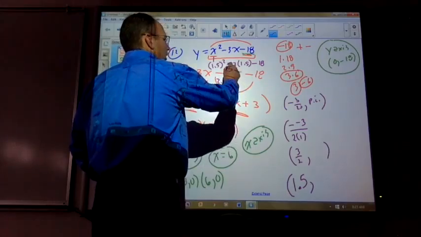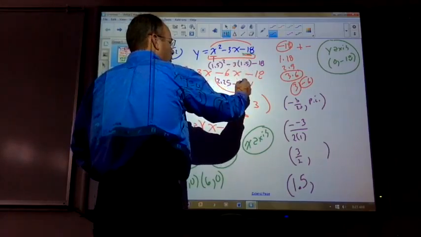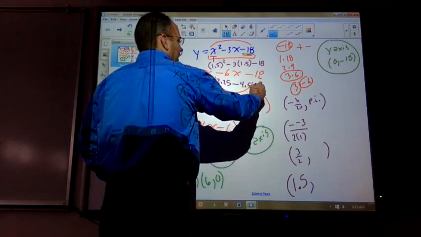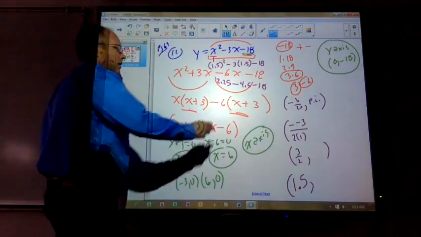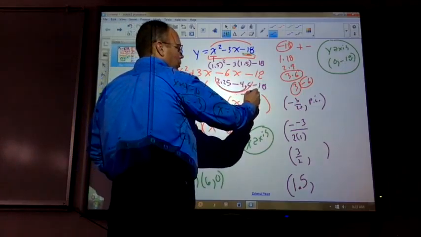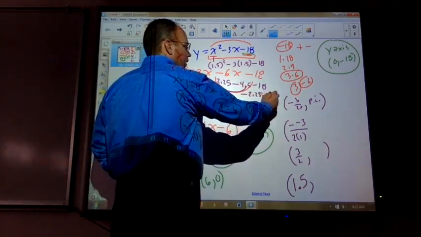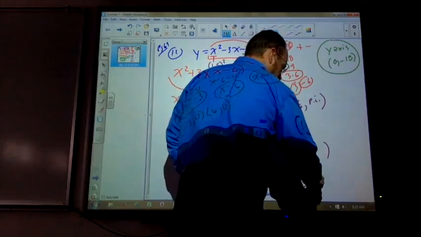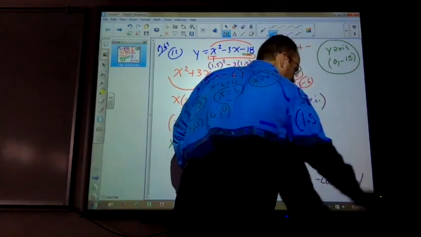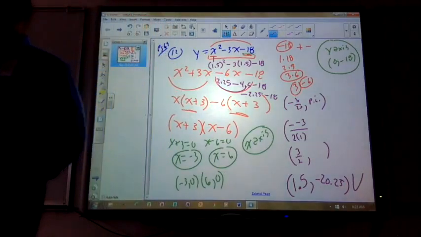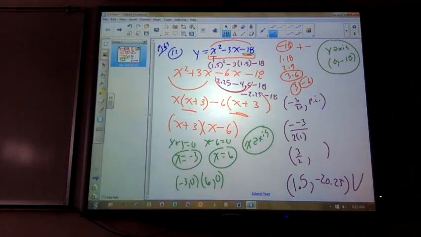2.25 minus, that looks like 4.5, minus 18. All right. You have to trust me on this one. That's negative 2.25 minus 18, which is going to give me negative 20.25. Look at that. That's my vertex. It's nastier. It's uglier.